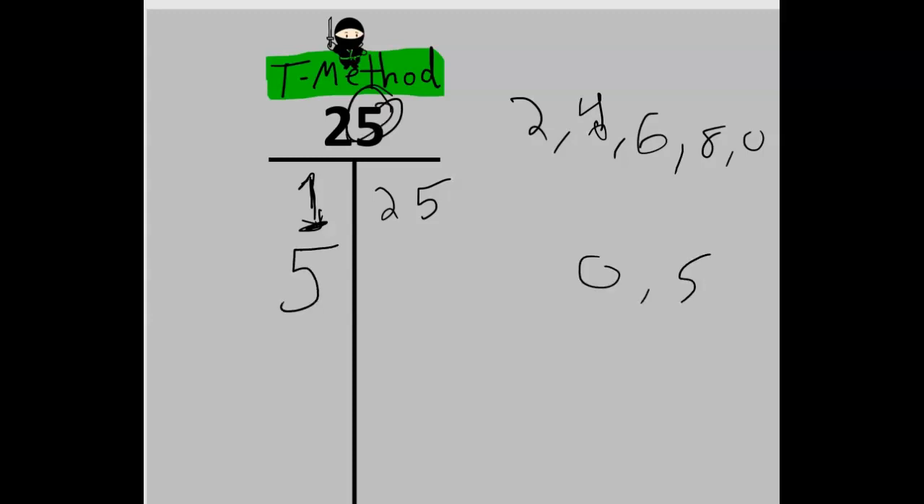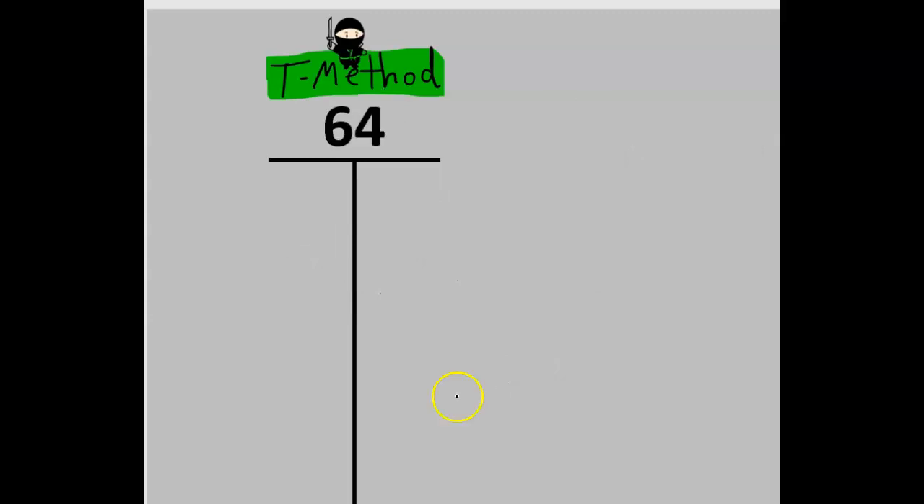The divisibility rules. So 5 times what gives you 25? 5, 10, 15, 20, 25. That's 1, 2, 3, 4, 5. So 5 times 5. Anything else? Can use 6, 7, 8. That's it. That's the T method. Let's do one more. I'm just going to do this without thinking out loud as much.